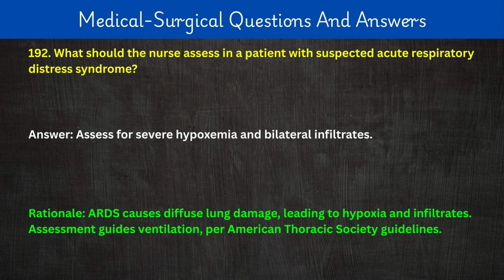192. What should the nurse assess in a patient with suspected acute respiratory distress syndrome? Answer: assess for severe hypoxemia and bilateral infiltrates. Rationale: ARDS causes diffuse lung damage, leading to hypoxia and infiltrates. Assessment guides ventilation, per American Thoracic Society guidelines.